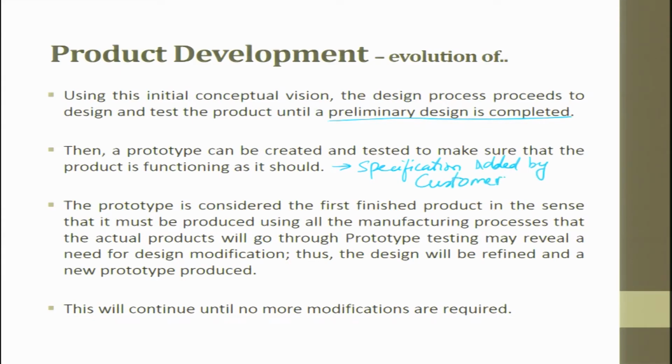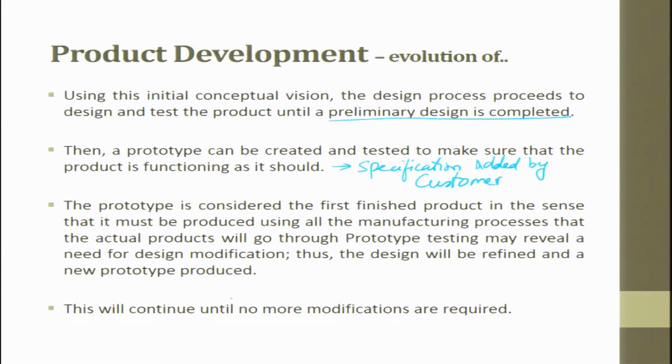They might say it looks heavy, it does not look nice, the shape is not good, so it cannot be done on a box. So, the form should be a circle, maybe so many things they can give. The prototype is considered as the first finished product in the sense that it must be produced using all manufacturing processes that the actual product will go through. After prototyping and testing, the design will be redefined and a new prototype is produced.